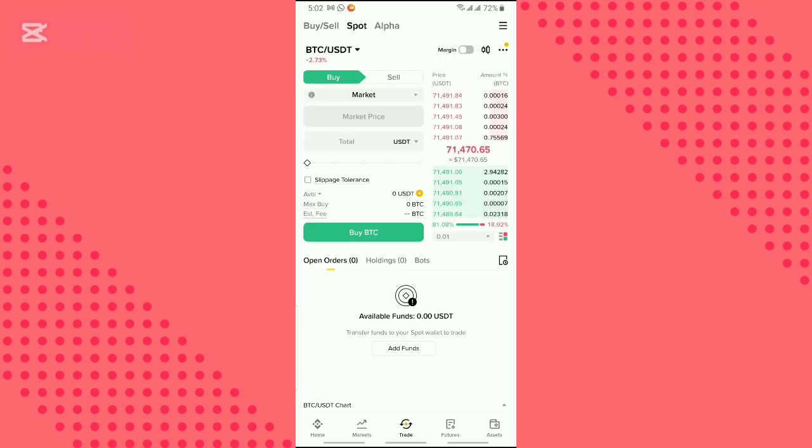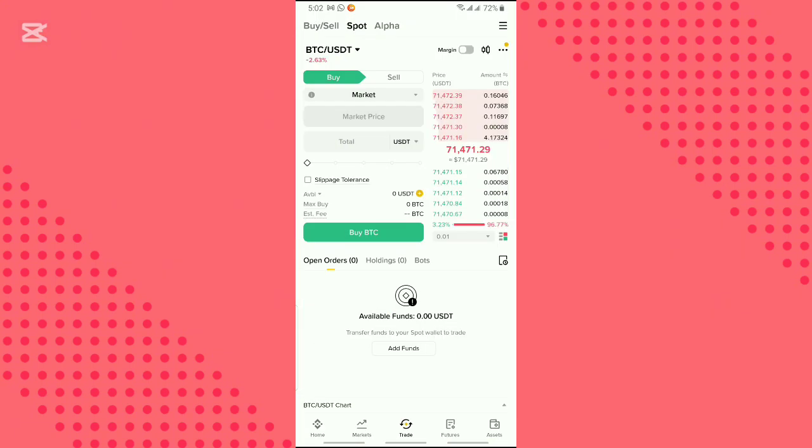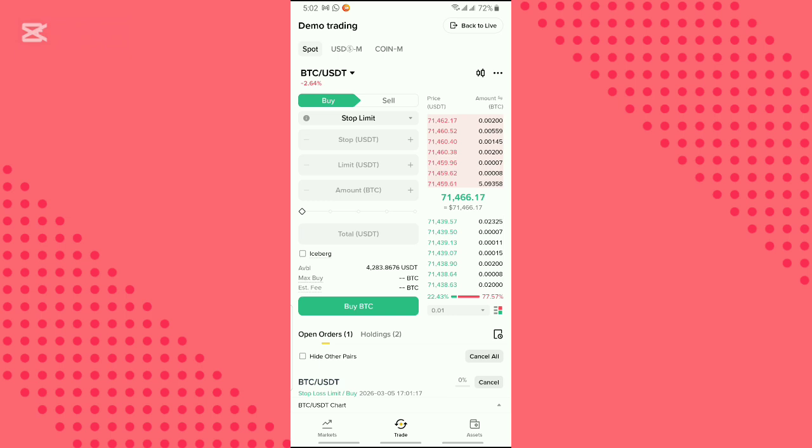Next, choose the cryptocurrency pair you want to trade. For example, BTC/USDT, ETH/USDT. Tap the pair at the top of the screen and select the coin you want to trade.